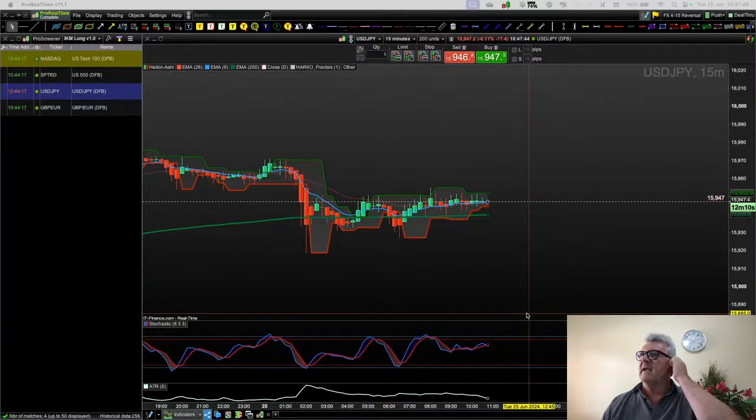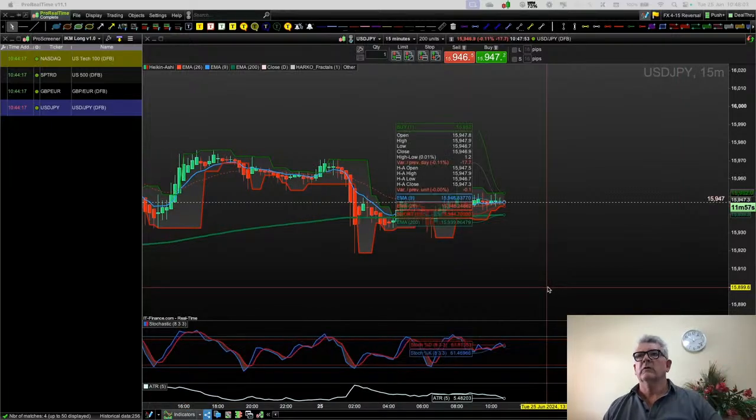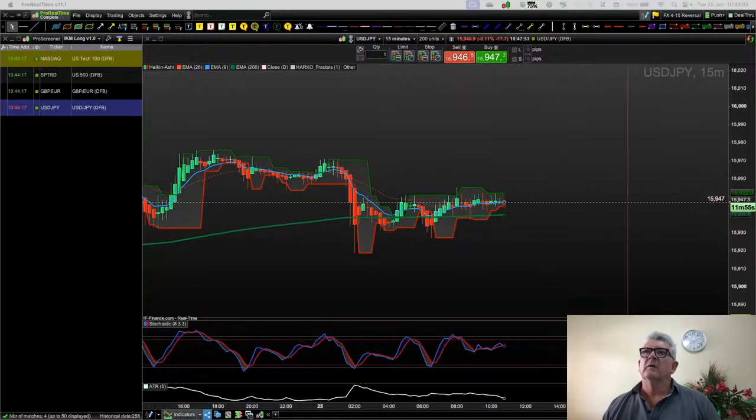As traders, we need to have volume to make money. As you can see, the average true range is just dropping off. It was 8 per 15 minutes, and now it's 5. Low volume, no good. We don't want to be trading low volume.